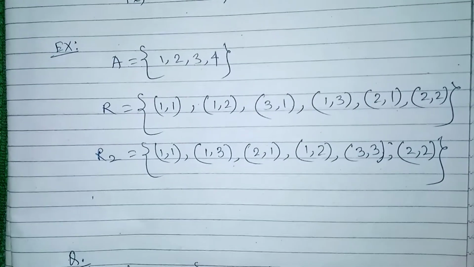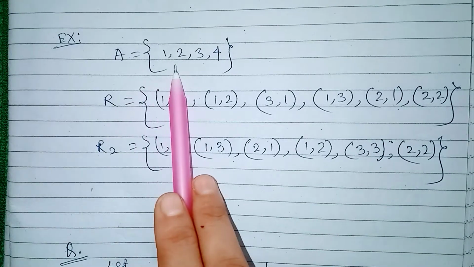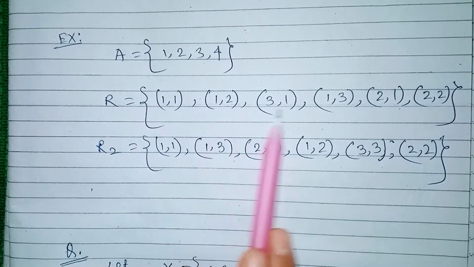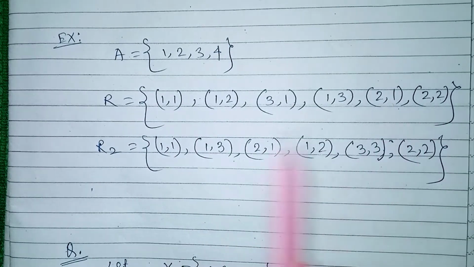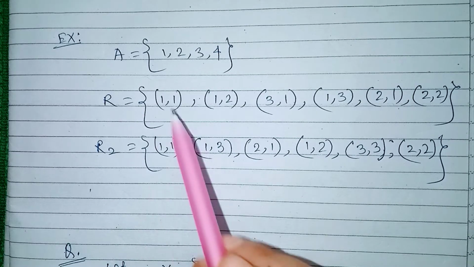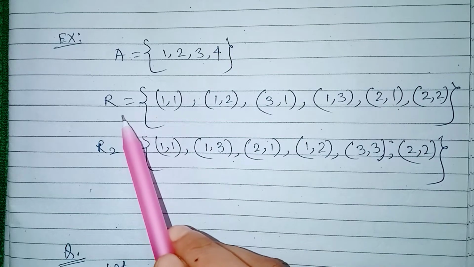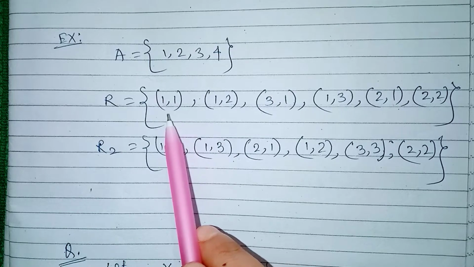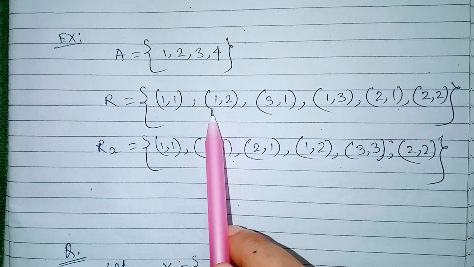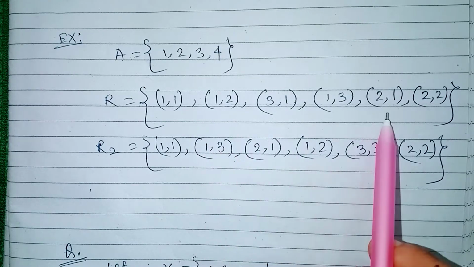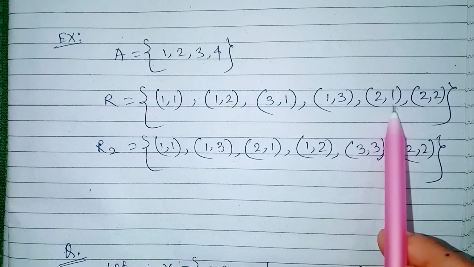So here is some example. Suppose A is equal to {1, 2, 3, 4}. And the first relation R you can see is {(1, 1), (1, 2), (3, 1), (1, 3), (2, 1), (2, 2)}. So the definition says that if (a, b) belongs to R, then (b, a) obviously belongs to R. So here (1, 1) belongs to R, then the opposite of (1, 1), which is also (1, 1), also lies in R. Now (1, 2) belongs to R. So what is the opposite? (2, 1). So we have to find out if (2, 1) is there. Yes, (2, 1) is also here.